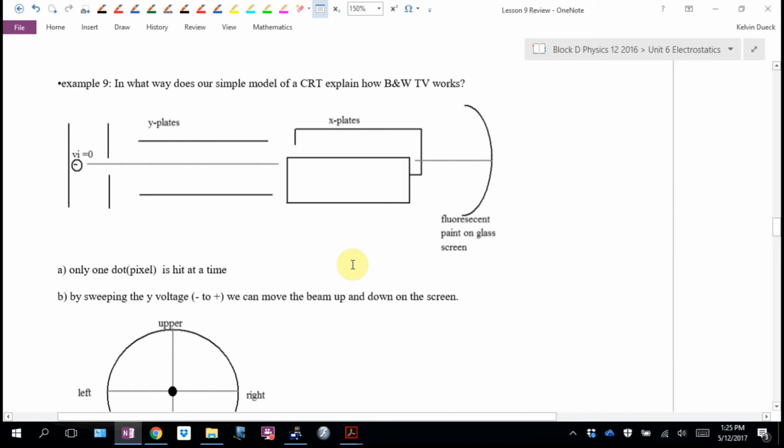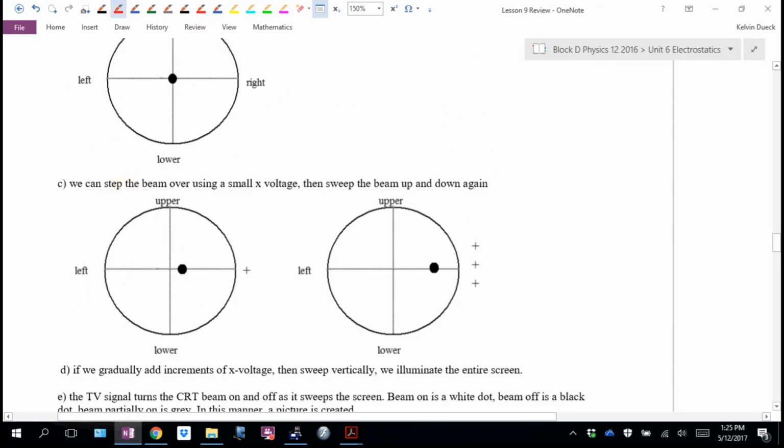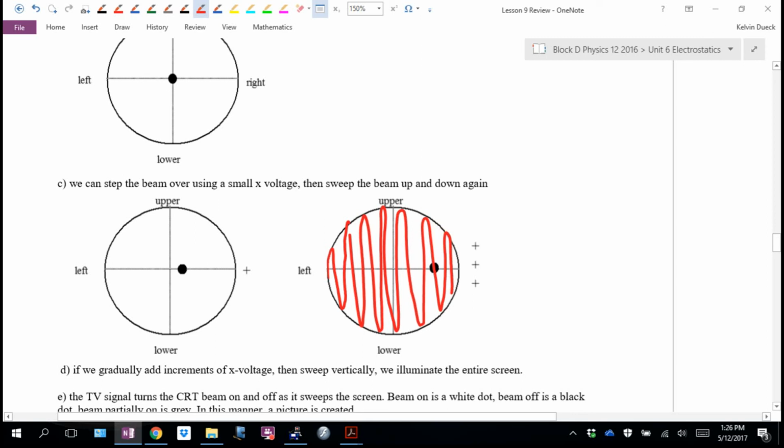How does this explain how an old black and white TV works? One pixel is hit at a time. We would sweep the Y voltage up and down, changing it so we can bend the electron up and down, and we would just slowly increase the X voltage. And what you would get is an image as follows. The actual TV screen would paint something like this, except thousands more lines than that. But that's how it would trace it out.